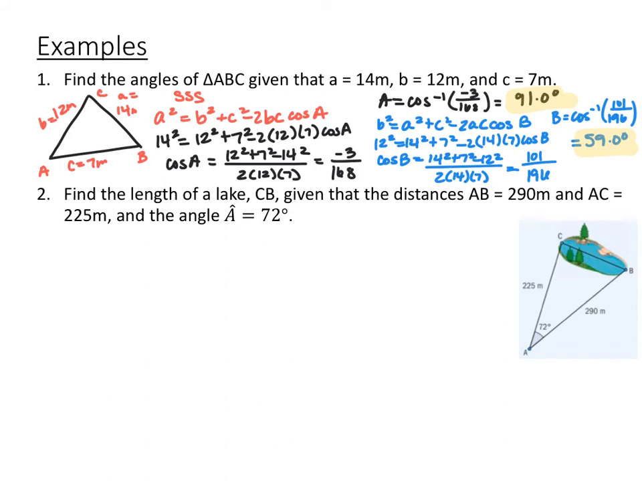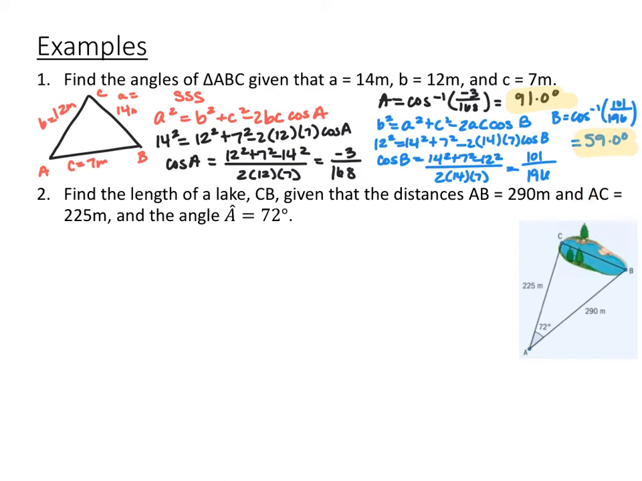So I did the same thing. I set up my law of cosines with B. So I have 12 squared is equal to 14 squared plus 7 squared minus 2 times 14 times 7 cosine of angle B. I solved this for cosine of B, that's equal to 14 squared plus 7 squared minus 12 squared all over 2 times 14 times 7, or 101 over 196. So to find angle B, I need to use inverse trig. So B is equal to the cosine inverse of 101 over 196. Plug that in my calculator, I got 59.0 degrees.